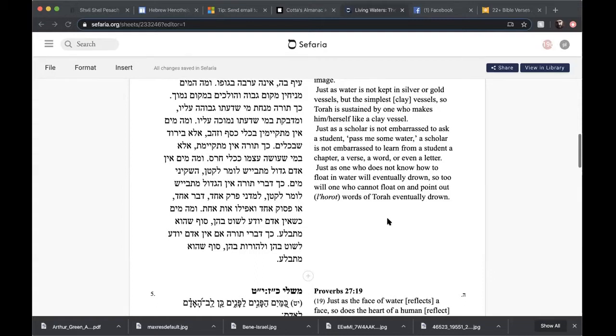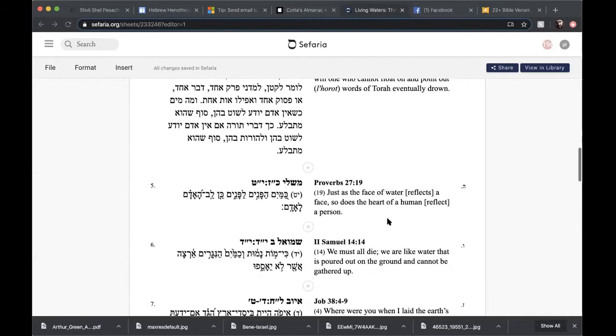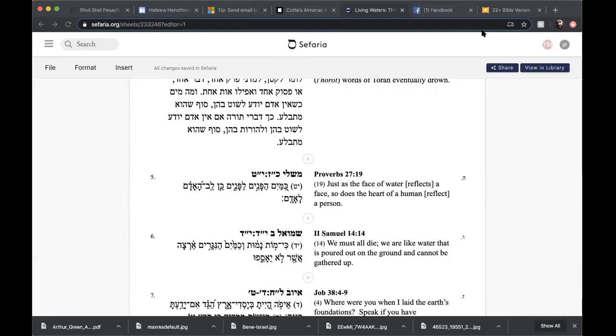Just as one who does not know how to float in water will eventually drown, so too one who cannot float on and point out words of Torah will eventually drown in it. This is the way the Midrash is, about 2,000 years old, and this is a sort of poetic affinity between the movements of water and wisdom.